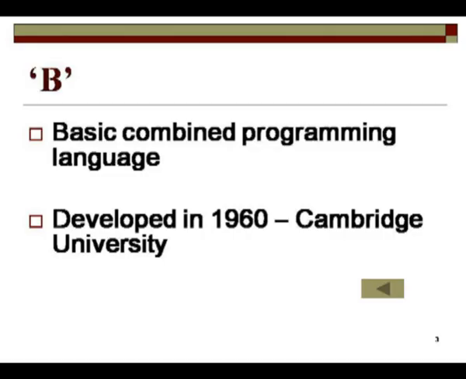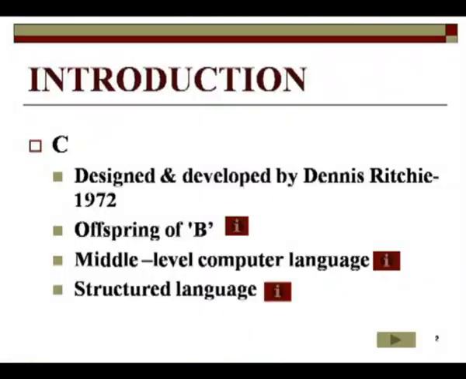Now, let's look at the basic features that were developed in B. B was developed in 1960 at the University of Cambridge, mainly to overcome the defects that were there in the basic combined programming language. Both these languages were not capable of handling the software defects, the applications that were existing at that time. So there was a need to develop a more powerful language that could handle these software problems. Now that led to the development of this language C.